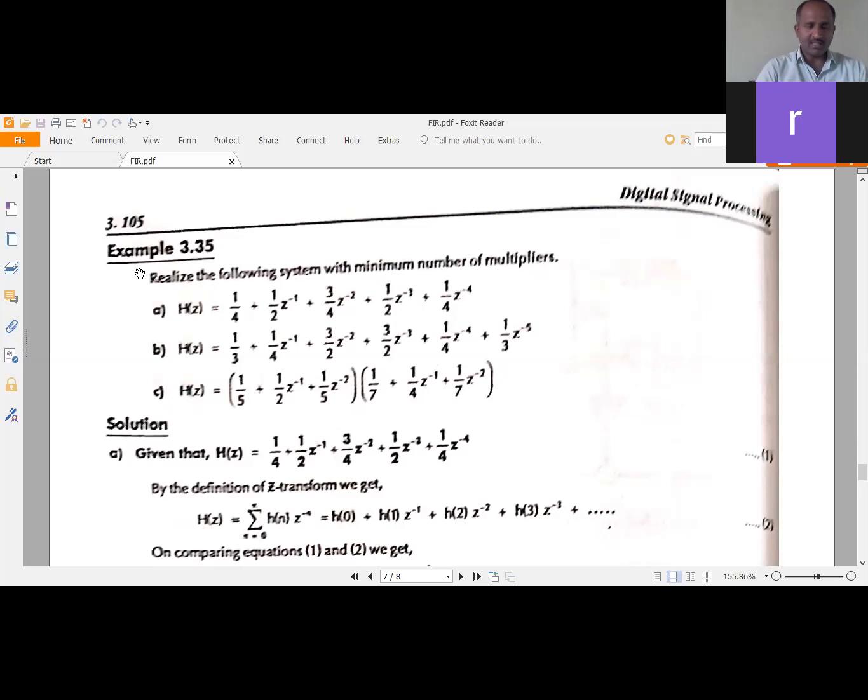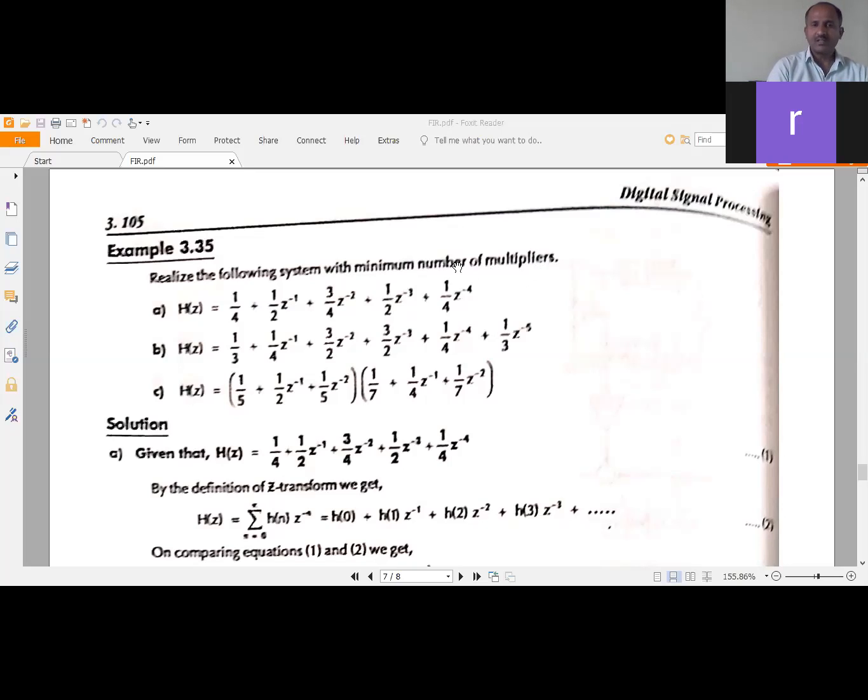So in the example 3.35, it is given that realize the following system with minimum number of multipliers. So question number A, h of z, which is equal to 1 by 4 plus 1 by 2 z power minus 1 plus 3 by 4 into z power minus 2 plus 1 by 2 z power minus 3 plus 1 by 4 z power minus 4. You consider this h of z. For this transfer function, you have to realize by using minimum number of multipliers method, or otherwise it is called as linear phase realization.